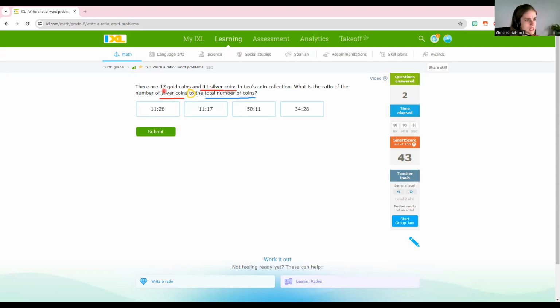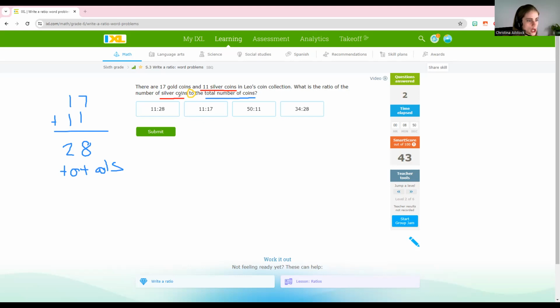I see that we have 17 gold coins. That's not what it wants. It wants the total number. Well, what can we do to find the total? Add them up. Sometimes you have a little extra step to do in order to get this. So if we want to know the total number of coins, we need to add the 17 gold plus the 11 silver to give us 28 total coins.